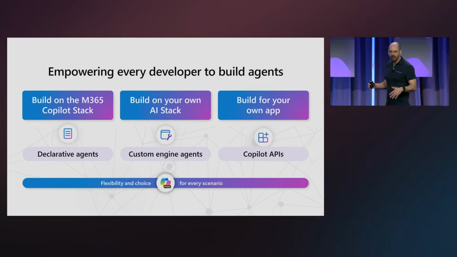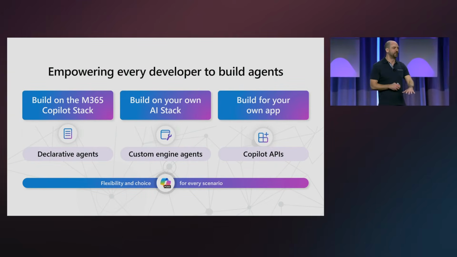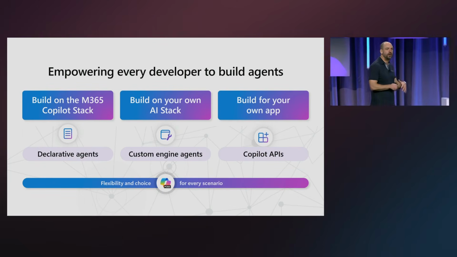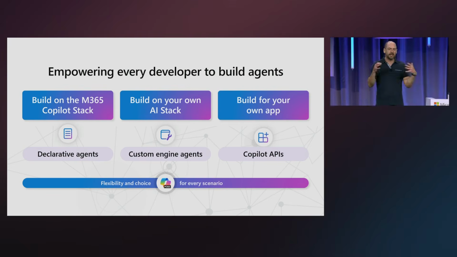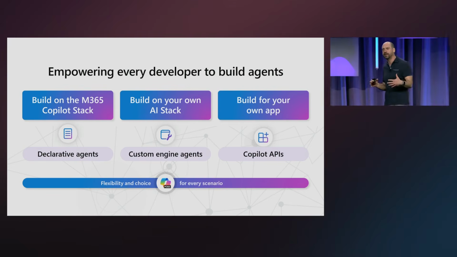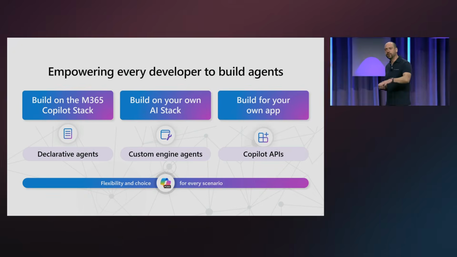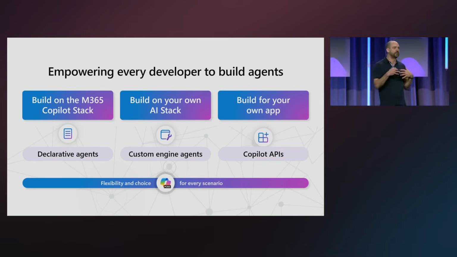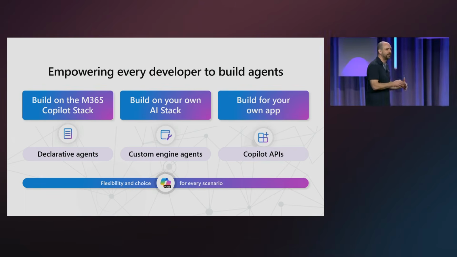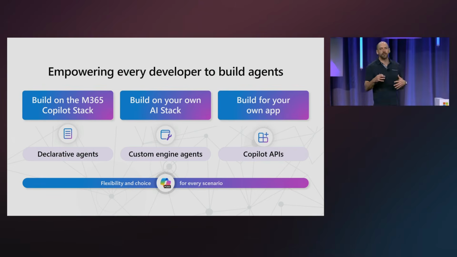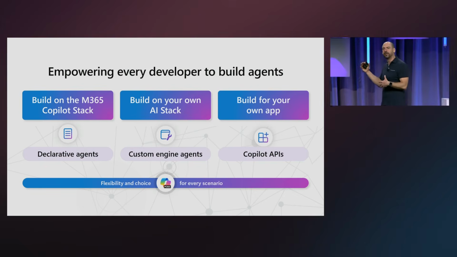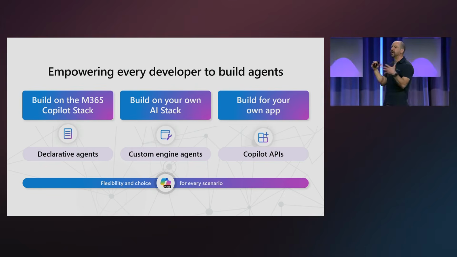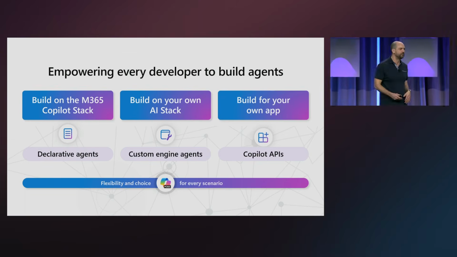And for the rest of the session, we're going to focus in on those options. We'll have three segments. One where we talk about how you can build on the M365 Copilot stack and leverage all the work that we've done in that stack through declarative agents. Another where we talk about how you can build your own AI stack and connect it into M365 Copilot through custom engine agents. And the last one where we talk about how you can take the capabilities of the Copilot stack and use the Copilot APIs to integrate them into applications of any shape, agents, apps, portals.